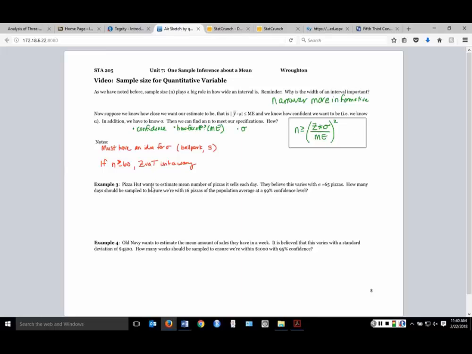So suppose Pizza Hut wants to estimate the mean number of pizzas it sells each day. In fact, maybe they don't want to throw away too much dough or run out. So they believe this varies with a standard deviation of 65 pizzas. Now how did they get that number? Hopefully based upon some actual data they had collected. They want to figure out how many days they should be sampling to be sure within 16 pizzas. That's how far off they're willing to be, no more than 16.